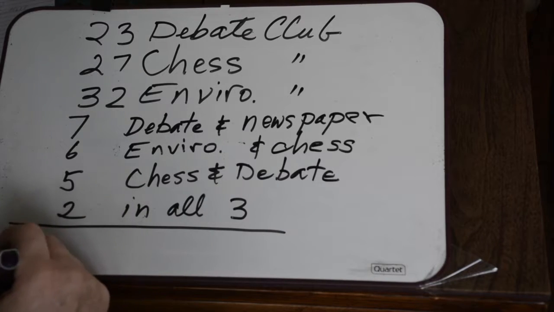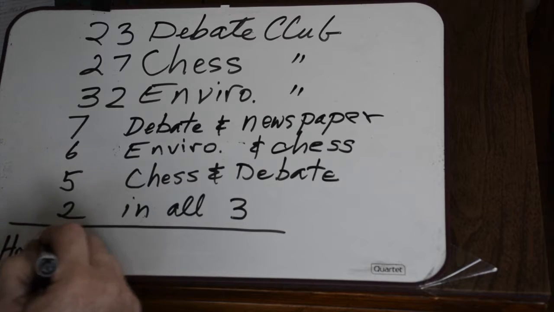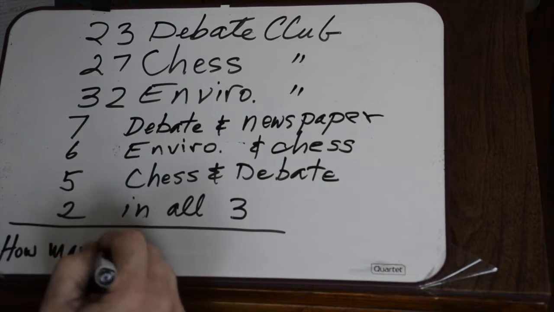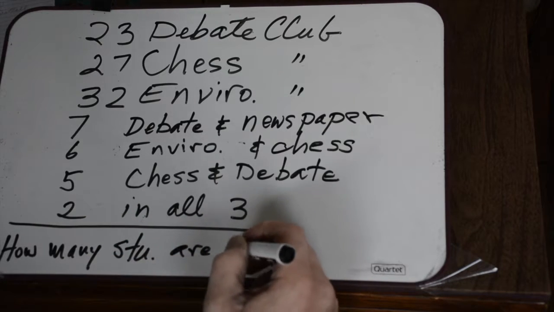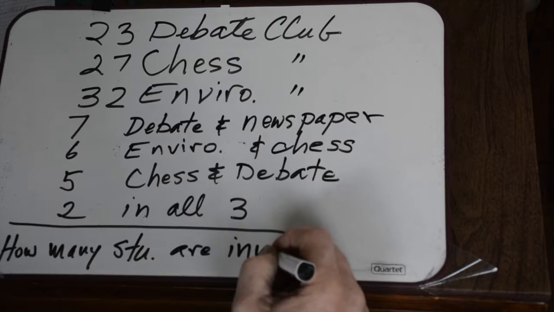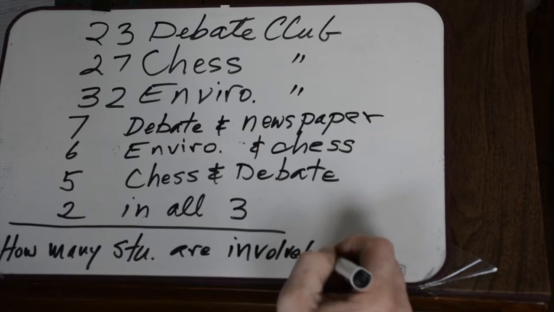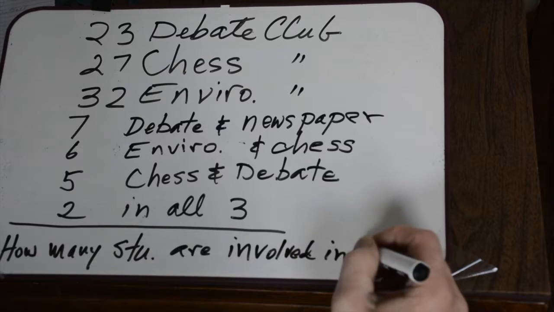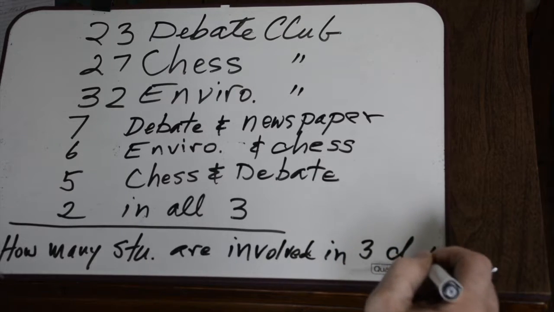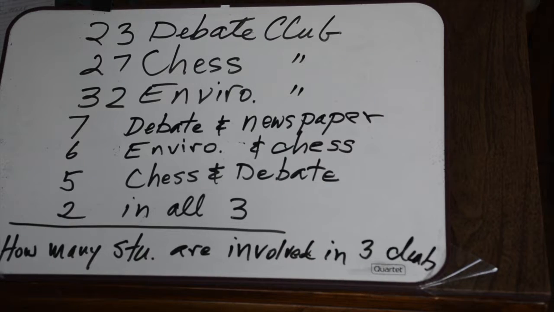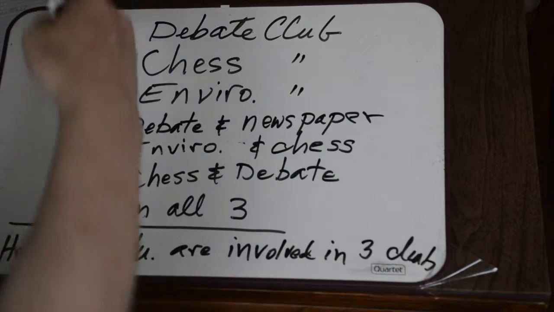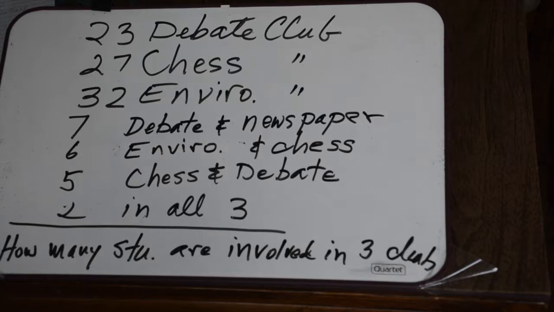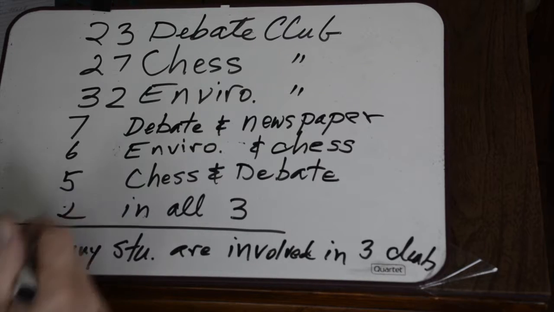The question is, how many students are involved in these 3 clubs? Let's make believe they're the only clubs in the school. How many people are involved in the 3 clubs? I'm double counting people. You just can't add them up. First of all, it's not written in a column as if they would be added up, because you're not going to do that.